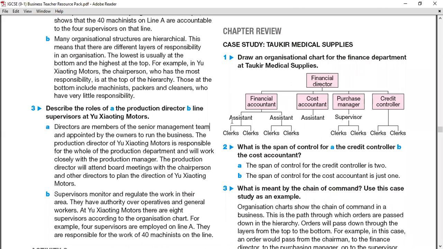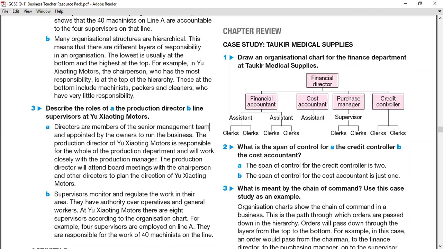Under the financial accountant there are two assistant accountants. Under them, you see each assistant accountant has their own clerks. The cost accountant has one assistant but no clerks. The purchase manager has one supervisor and two clerks. And the credit controller has no supervisor level, but under him there are two clerks working.